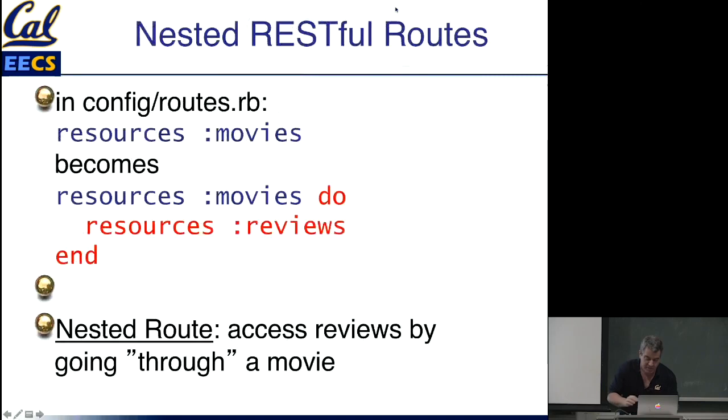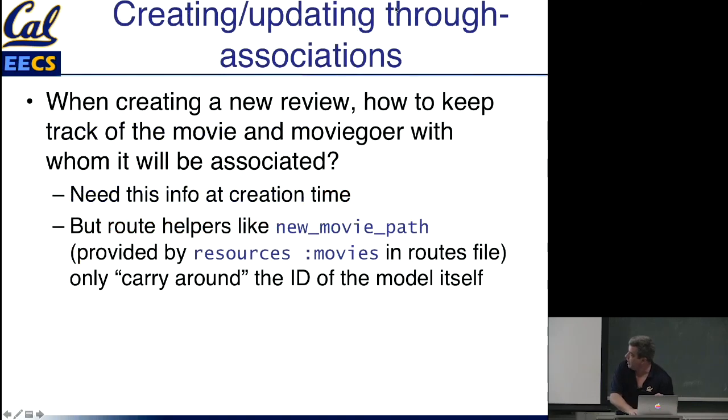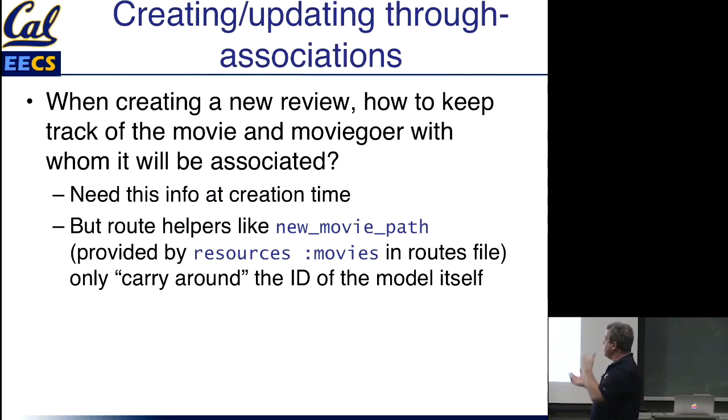And this is related to the question that was just asked, which is, when you're creating a new review, how do you keep track of the movie and moviegoer with whom it'll be associated, in terms of the model view controller flow? Because you need to know this at the moment you do the create. We already know that if we declare movie as a resource, we get route helpers like new_movie_path that will resolve to the correct RESTful URI.